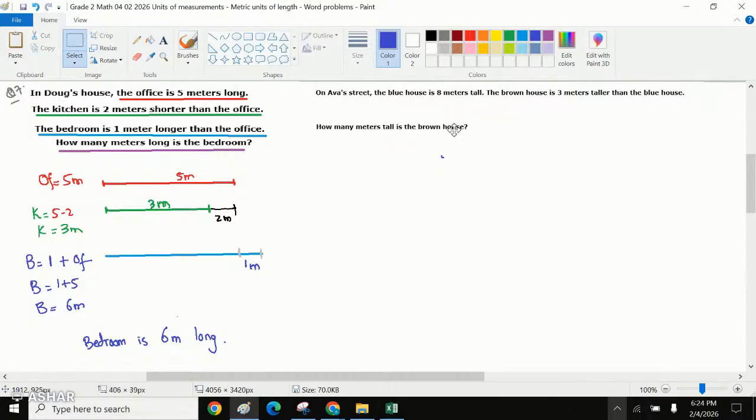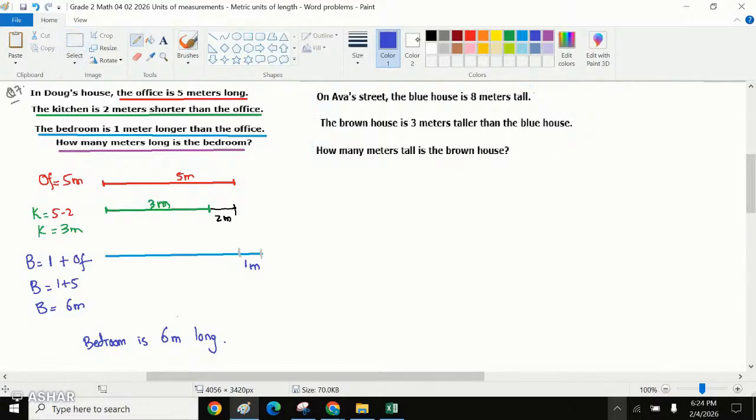Okay, let me just copy the next one. There are two houses on Ava Street that they're comparing. In question number 8, the blue house is 8 meters tall. So if this is the height of the house, can we say the blue house was 8 meters in height? The height of the blue house was 8 meters.